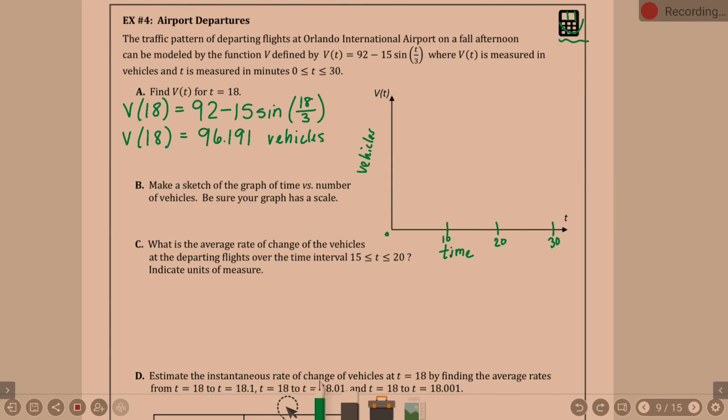Is this one going lower? I think it goes about as low as 77 as well. Yeah, it goes as low as 77 as well, and that's around 23, 24. So those would be some key points to mark on here because it did say be sure your graph has a scale. I didn't get fancy with this. I just showed that my graph is going to go as low as 77.